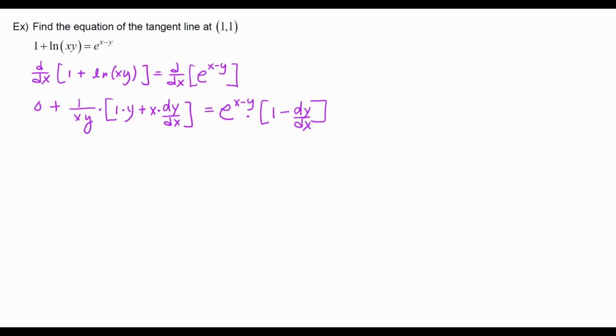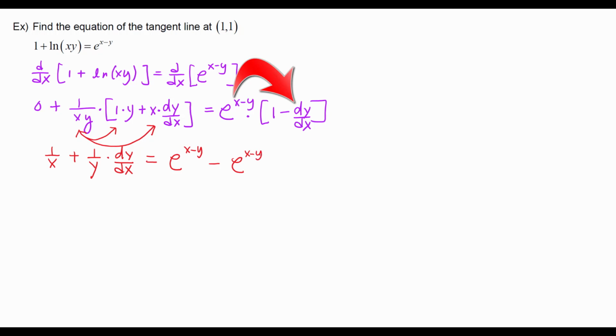Alright, so when you distribute this, the y's cancel, and I will have 1 over x. Plus, when I distribute, the x cancels, so I have 1 over y times dy/dx, which is equal to e to the x minus y's power minus e to the x minus y's power dy/dx.